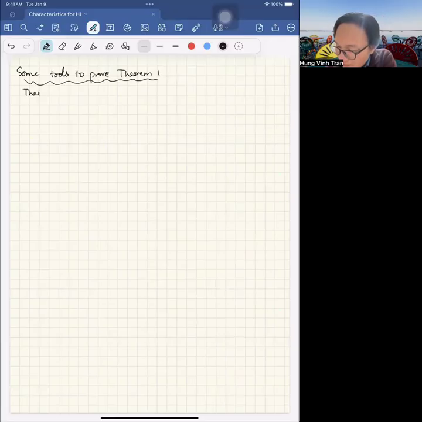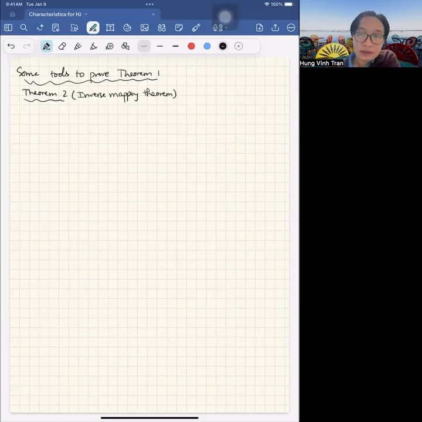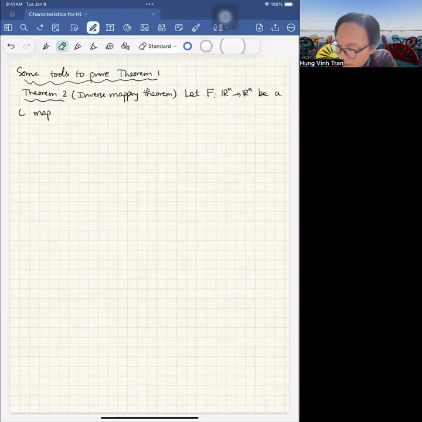So this is theorem one. Let me say this is theorem two. I will accept it. This is called the inverse mapping theorem. This is often learned in multivariate calculus and maybe in real analysis too. Okay, so let F mapping from Rn to Rn be a C1 map, right? A C1 vector field map, C1. Okay.